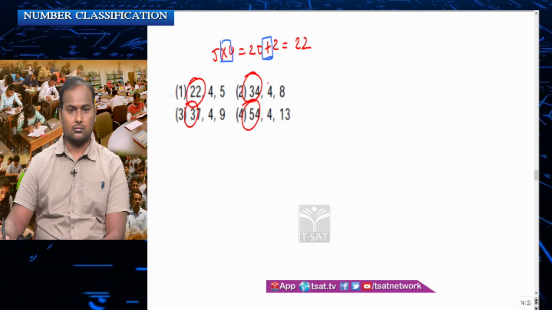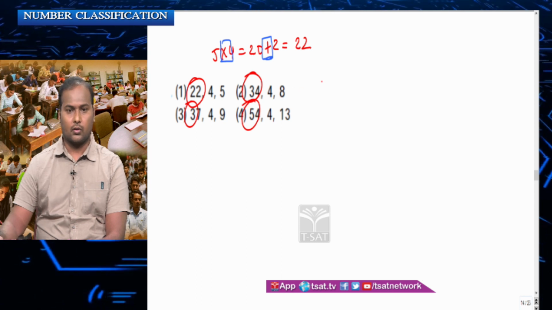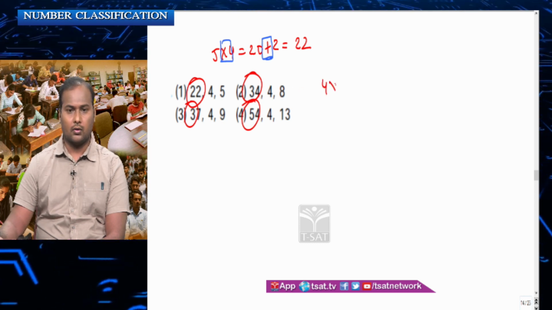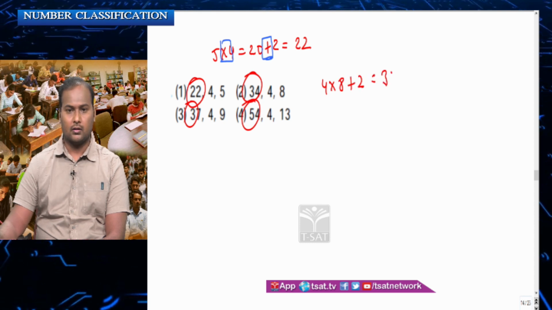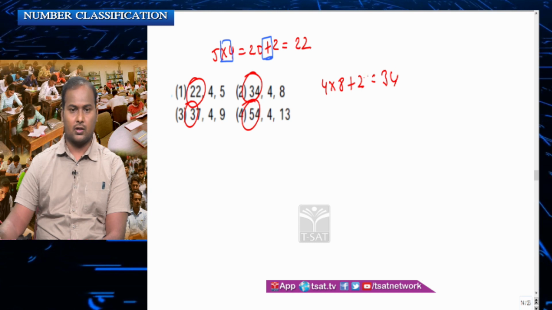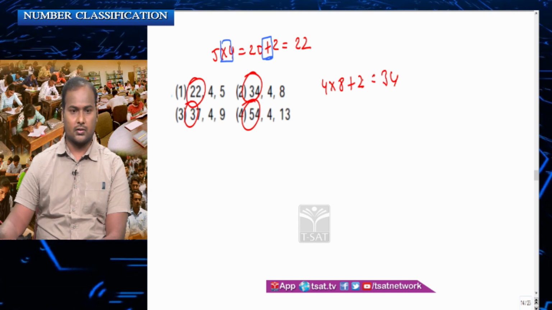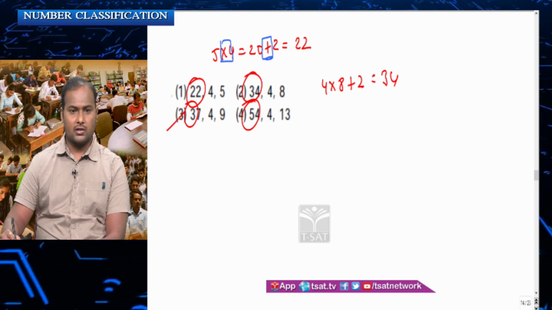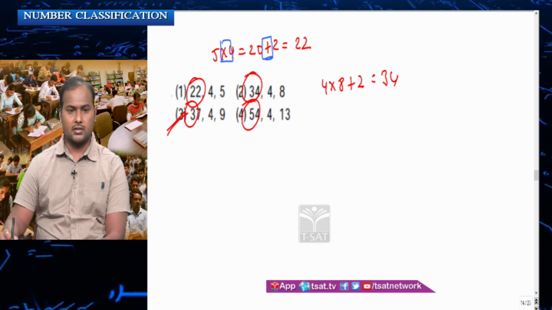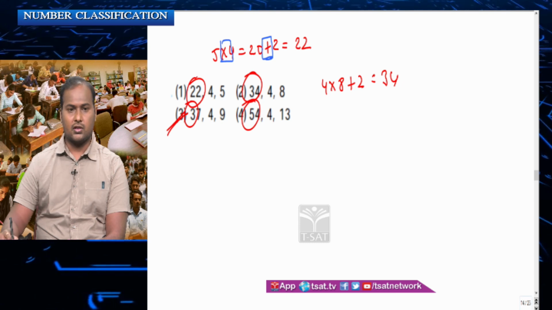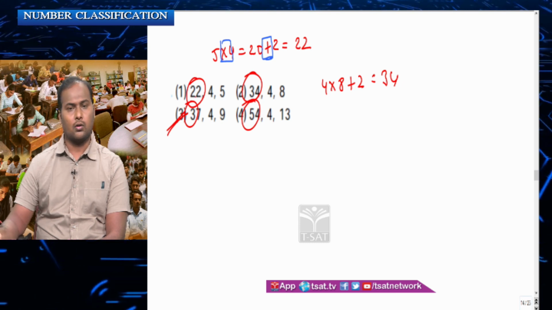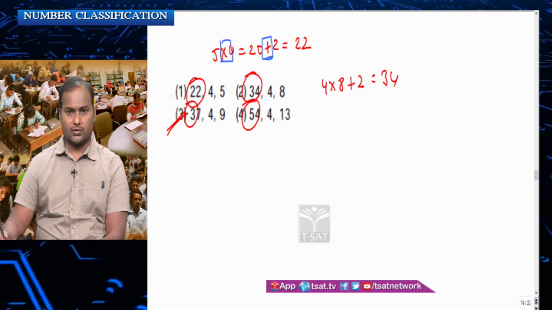See, check option 2 also. 8, 4, you multiply 4 eights are 32, again plus 2, you will get 34 as the answer. So here also multiplication and addition. Then the answer is option 3, because 9 fours are 36, 36 plus 2 is 38. So your answer is 3. So here also you observe the range. If the range is a bit more, I just went for multiplication.